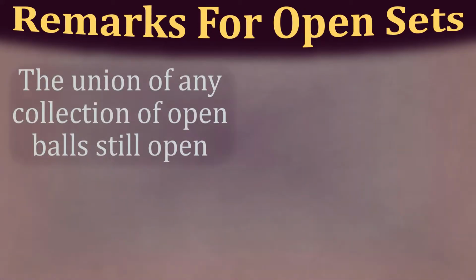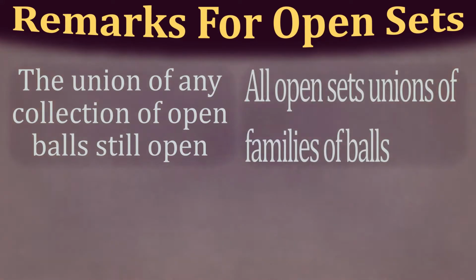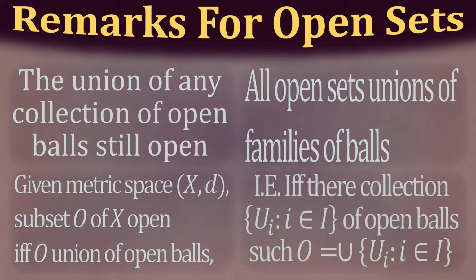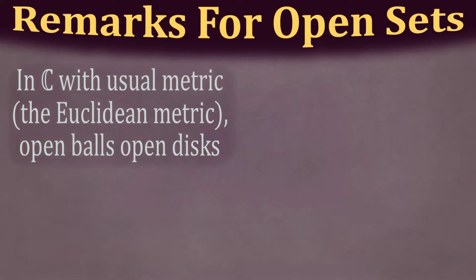The union of any collection of open balls is still open. In fact, all open sets are the unions of families of balls. In other words, given a metric space (X, d), a subset O of X is open if and only if O is a union of open balls, i.e. if and only if there's a collection U_i, where i is in I, of open balls such that O is equal to the union over all i in I of U_i. In the complex numbers with the usual Euclidean metric, the open balls are also open disks.